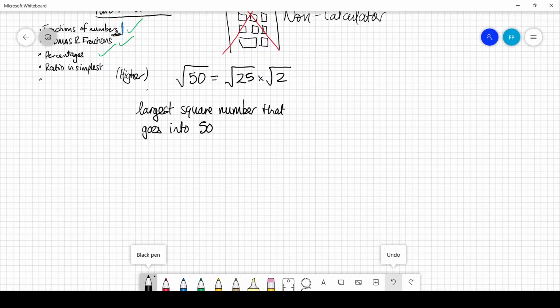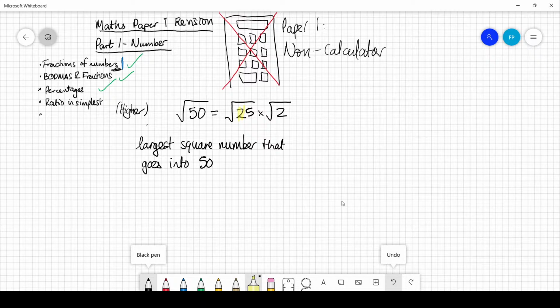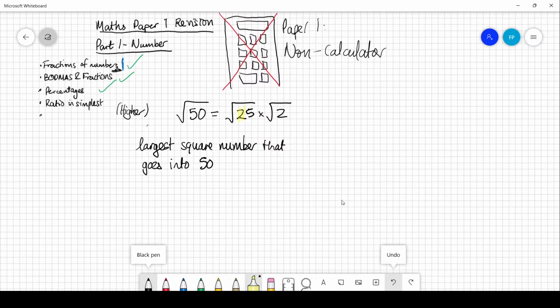And what we can see here is that this square number will simplify to a whole number, so that the square root of 25 will become 5, and still multiplied by the root 2. And since in algebra, if we have nothing in between two numbers, it means they're multiplied, we can simply write it as 5 root 2.